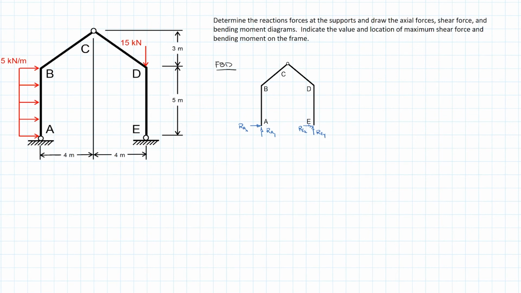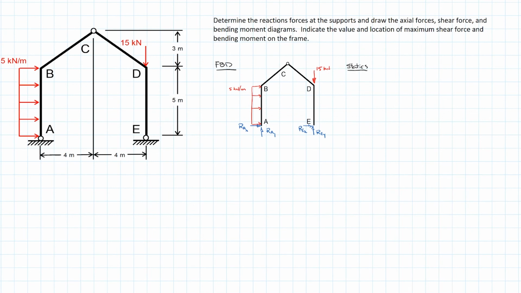Of course, we have to add our externally applied loads. So we have our uniformly distributed load of 5 kilonewtons per meter on member AB. And we have the point load of 15 kilonewtons applied at the joint at D. And with that, we have our free body diagram. Now, if we look at what we do have for statics, we're not stymied right away.